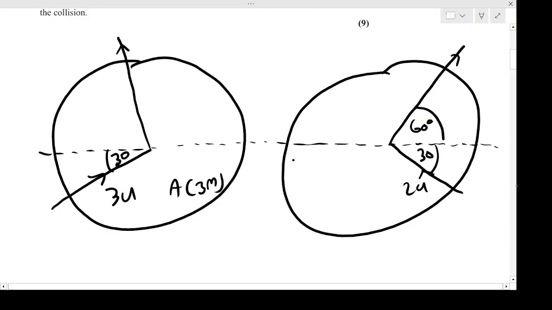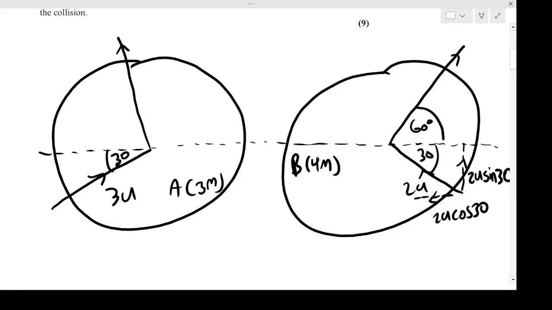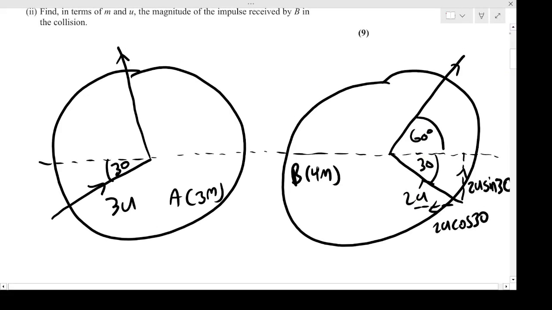So if I just focus on B first, the mass is 4, okay? So I want to split the components. Now, perpendicular, it's going to look like that before. That's going to be 2u sine 30. And then parallel like that of 2u cos 30. Now, after the collision, because we have the angle, I'm going to also call the final speed here v, okay? Because now I've got my angle, I can work out what v is straight away, the overall speed.